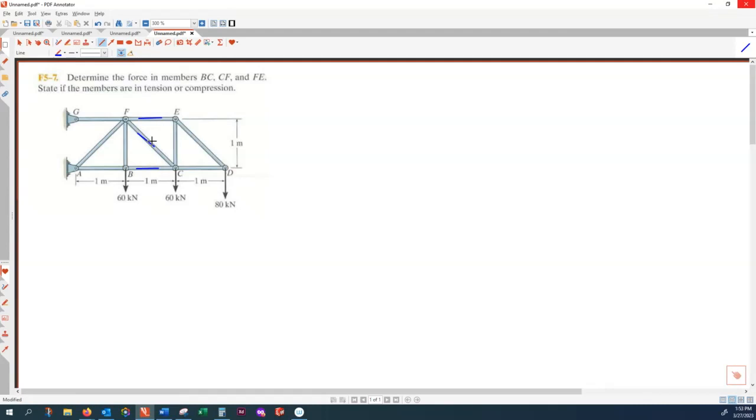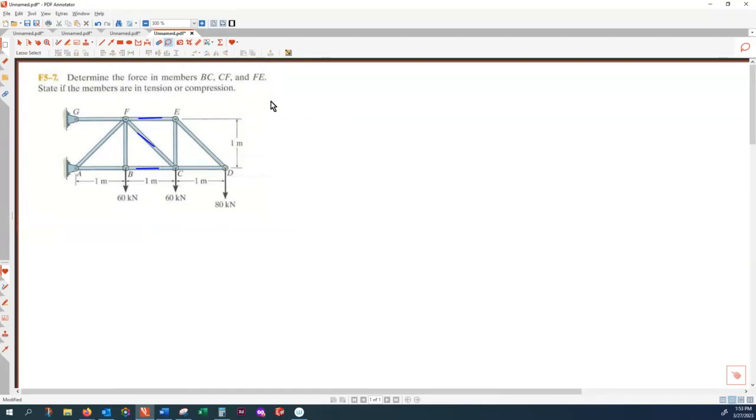Yes, thank you for the method of section. And of course, the best section is this one. And should I go with the left-hand side free body section or right-hand side section? Right-hand side. Well done, Nguyen.